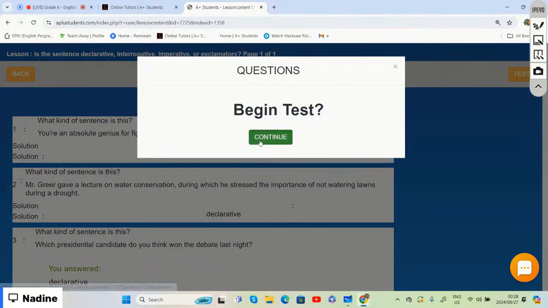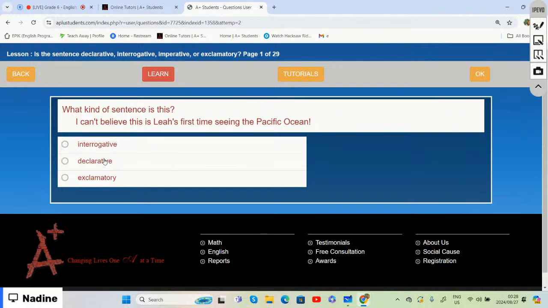All right, so now we're going to the test. We're going to do our test where we are going to say what kind of sentence it is. Is the sentence either declarative, interrogative, imperative, or exclamatory?